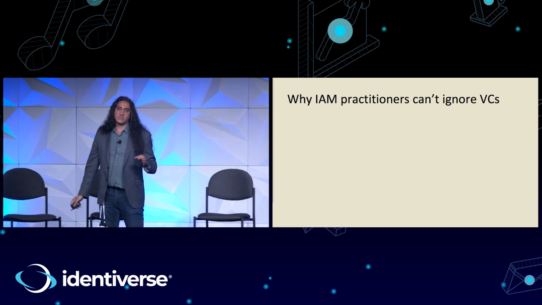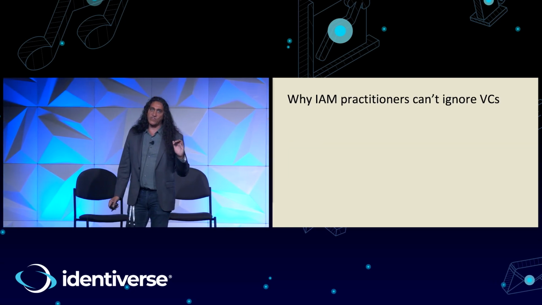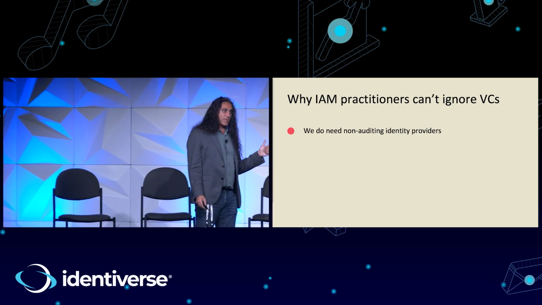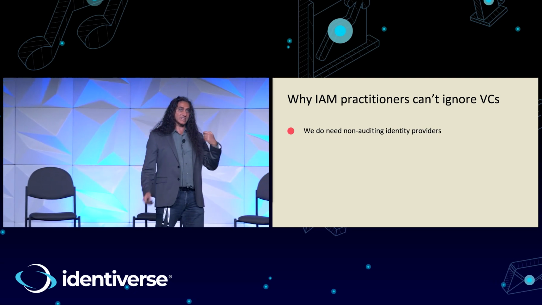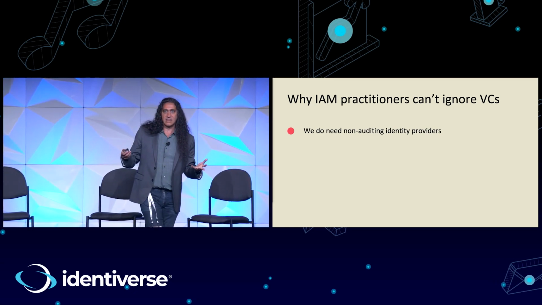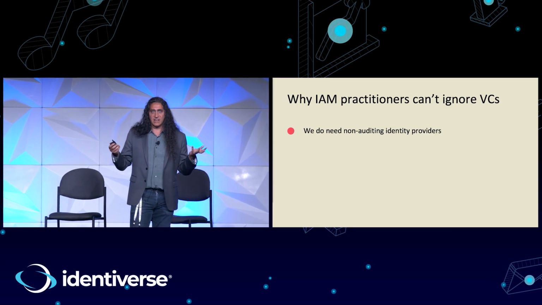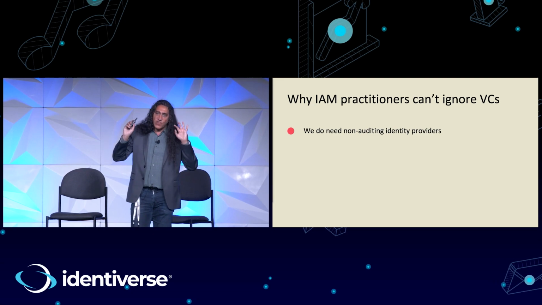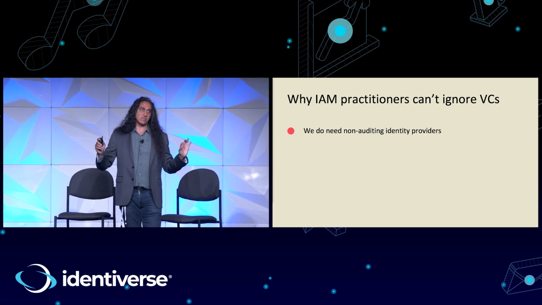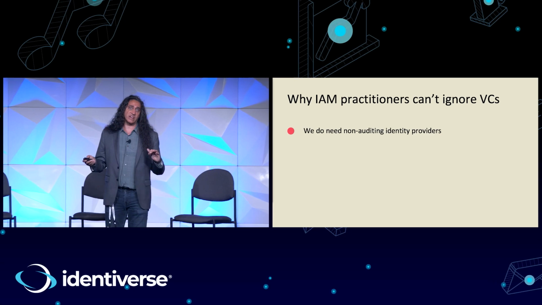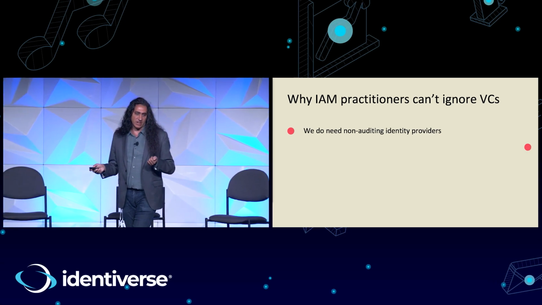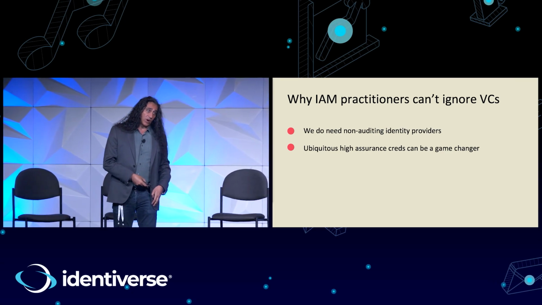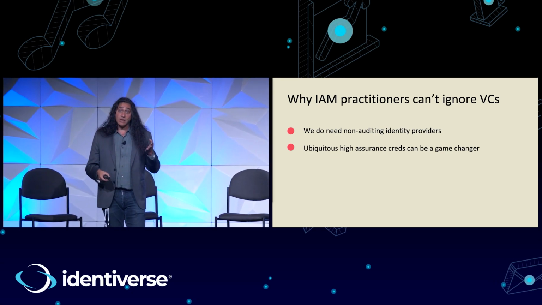Nonetheless, we need verifiable credentials because they can do things that nothing else can do. One is we really do need, especially in the case of governments, to be able to exercise our identity as citizens without the government tracking where and how we do so. So for that reason alone, just for civil liberties, it's important to have this thing, and you cannot have it with older technology. The fact that we'll have in our pocket high assurance credentials can be a game changer.